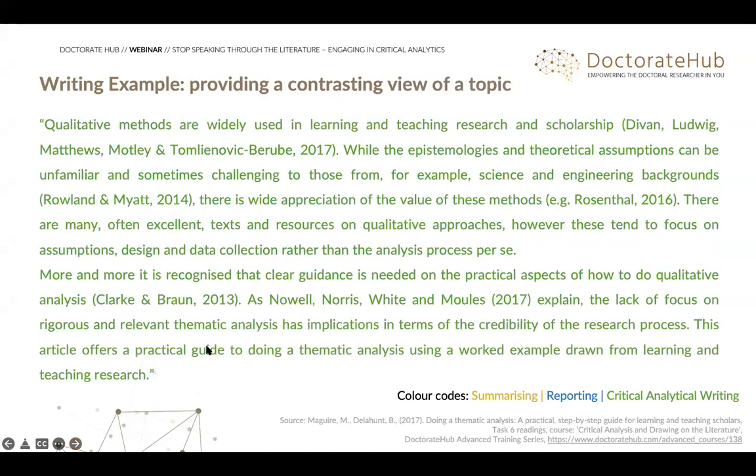As you go along, writing will become more critical. And here, as in the example, we provide a contrasting view of a topic. Qualitative methods are widely used in learning and teaching research and scholarship, while the epistemologies and theoretical assumptions can be unfamiliar and sometimes challenging to those from, for example, science and engineering backgrounds. There is a wide appreciation and so further. And then more and more it is recognized that clear guidance is needed and so further. So you're comparing here different approaches and have a contrasting view of a topic.